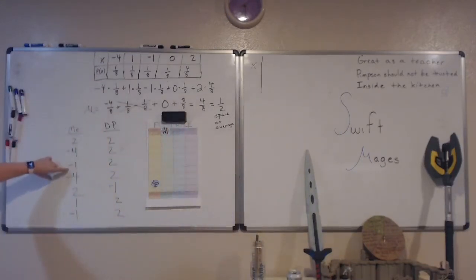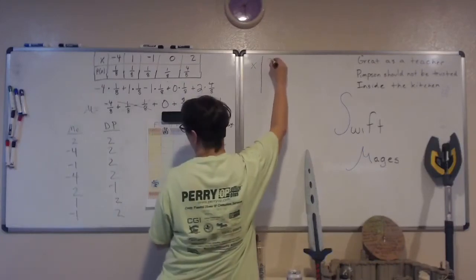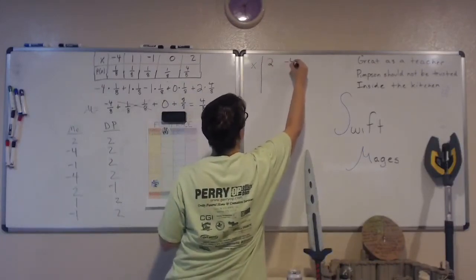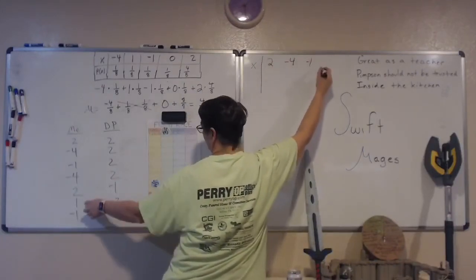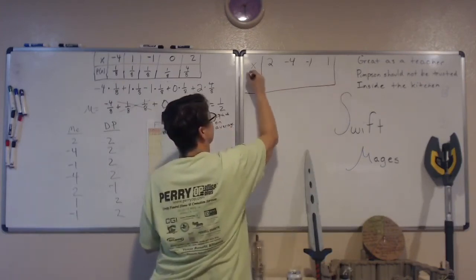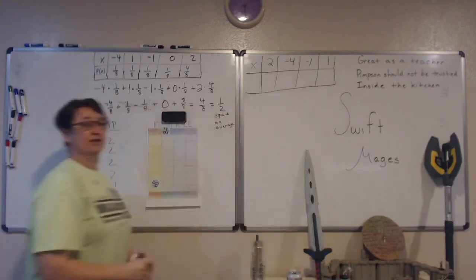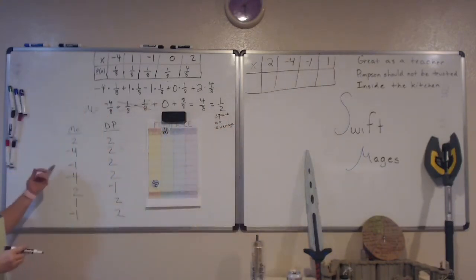Empirically, I only got a 2 or a negative 4 or a negative 1. Those were my only outcomes. 2, negative 4, negative 1, oh, and 1. I did get to go forward 1. And then empirically, what was the probability that I got a 2?